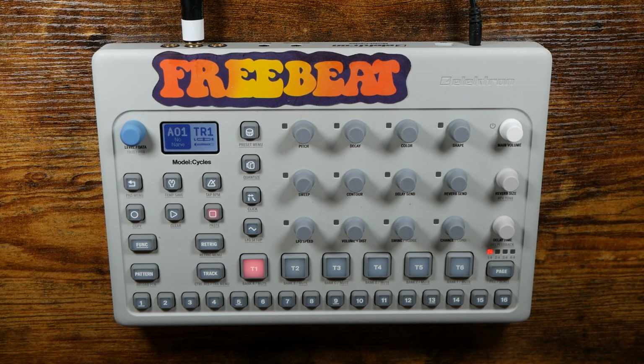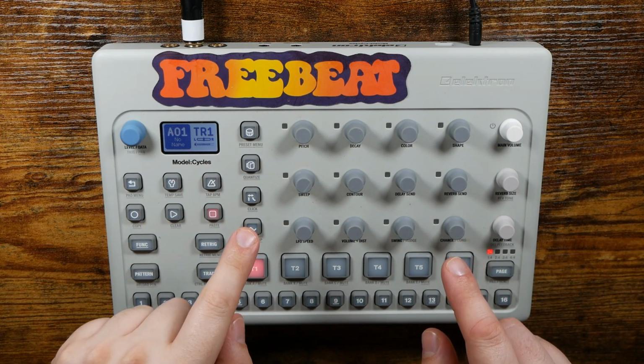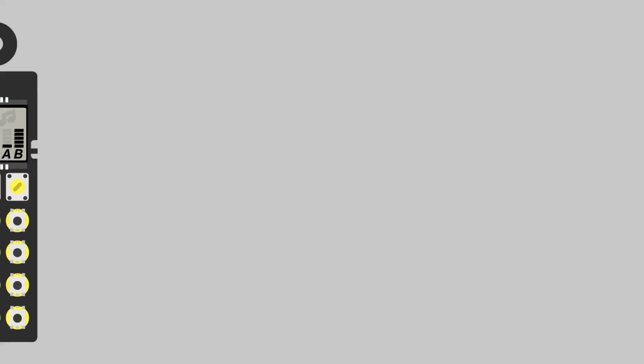Today we're looking at the Elektron Model Cycles' chord machine and my favorite way to use it.